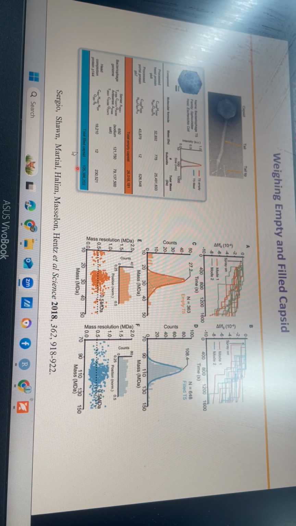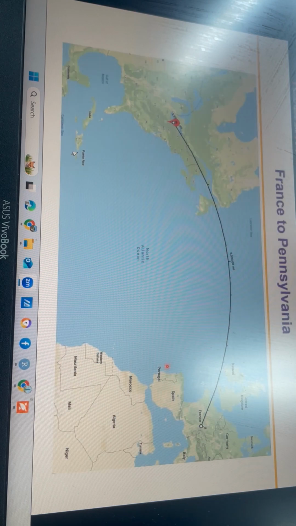Okay, 1 dalton means gram per mole. So megadalton means 10 to the power 6. Okay. So using our instrument, we measured the mass of empty capsid as 27.2 megadalton, which is very close to 26. And using this same machine, we measured the mass of filled capsid, which is 108, which is close to 105. Okay, so that's what we published in Science.